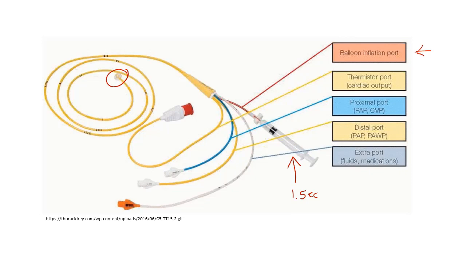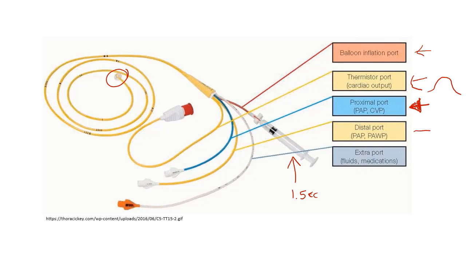There's also going to be often a thermistor port. So this is what is measuring the temperature changes when we were looking at that cardiac output curves. You'll have a proximal port, or a CVP port. This is usually in blue, and we can measure CVP. In some models, this may be where they prefer to give medications through, or in order to inject the cold saline.